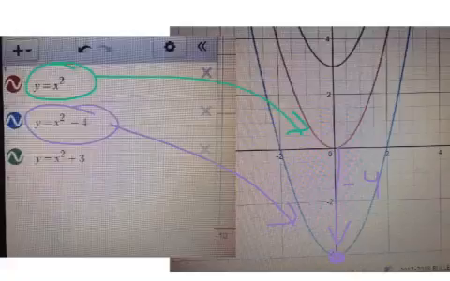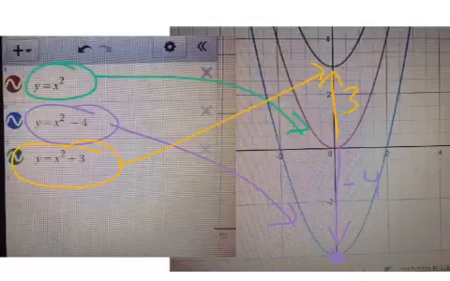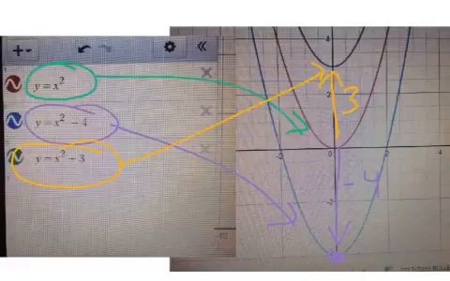Likewise, follow the gold. The green graph is y equals x squared plus 3, and what do you know? If you look up here, the vertex actually moved up 3 spaces, a positive 3. So a plus something will move it up, a minus something will move it down. Pretty simple. Pause the video if you need to.